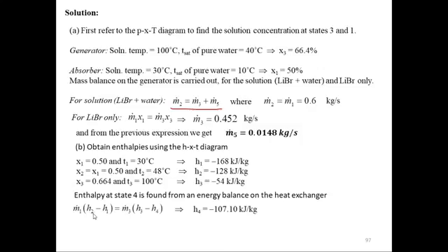M dot 1 into (H2 minus H1) is the heat gained by the solution which is coming out from the absorber going into the heat exchanger, and M dot 3 into (H3 minus H4) is the heat lost by the generator solution, which is coming out from the generator and going into the heat exchanger. So these two must be the same. If we equate them, we know all the other values except H4. So H4 is calculated to be minus 107.14. So we found all the enthalpies except those of the condenser and evaporator, which is pure water.